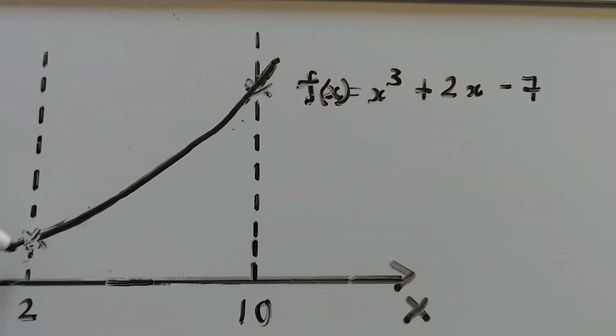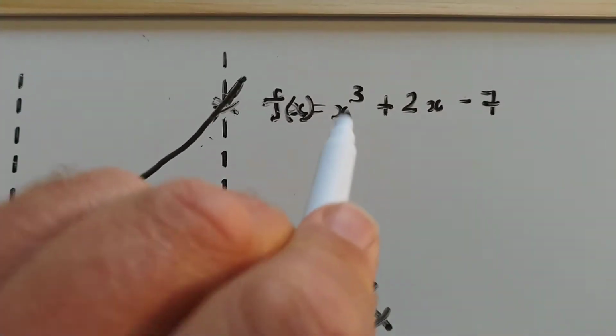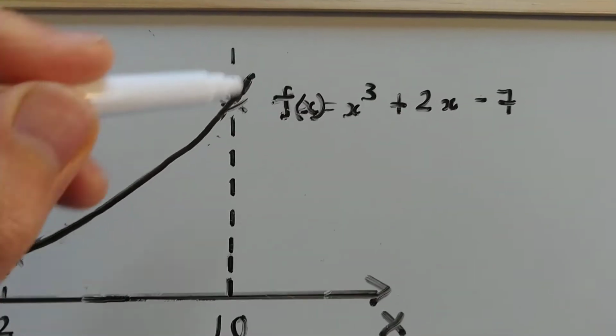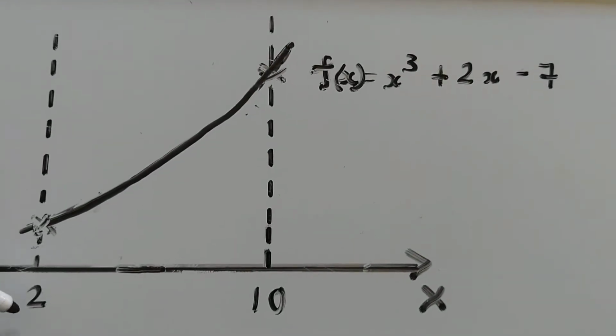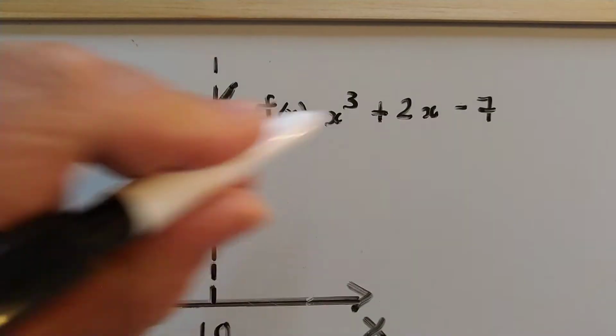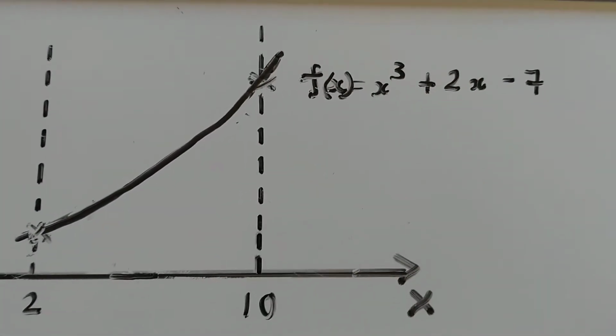So these are called endpoints. When x is 10, I'll substitute 10 in here, 10 cubed and so on. And that will give me my minimum and maximum values by substituting the endpoints of the interval into the formula. That gives me my minimum and maximum.